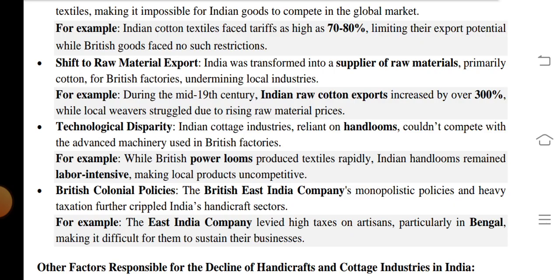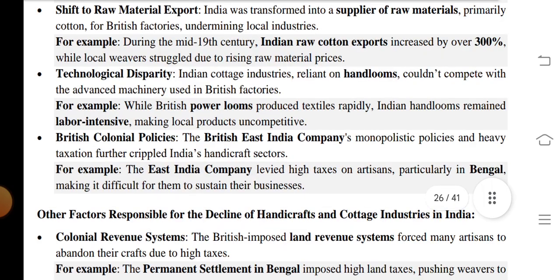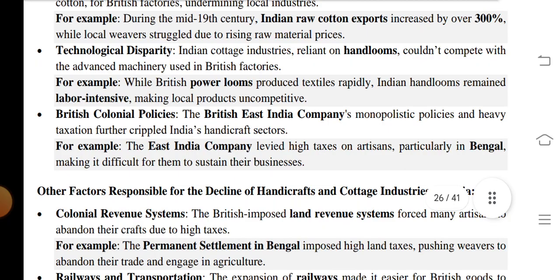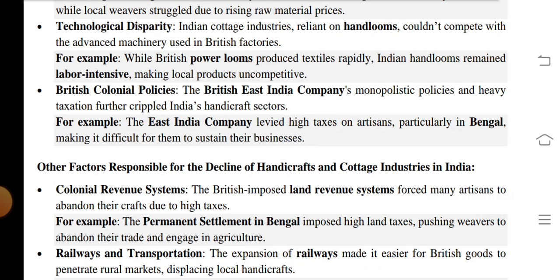Technological disparities. India's cottage industries, reliant on handlooms, couldn't compete with the advanced machinery used in British factories. For example, while British power looms produced textiles rapidly, Indian handlooms remained labor intensive, making local products uncompetitive.